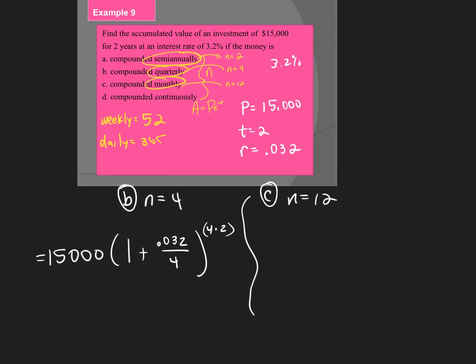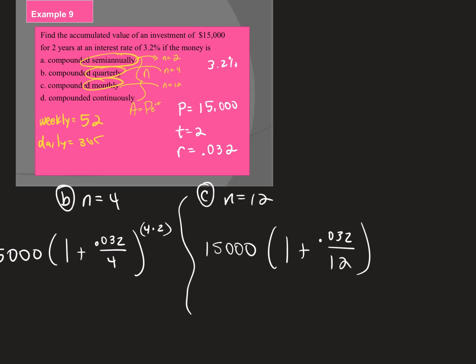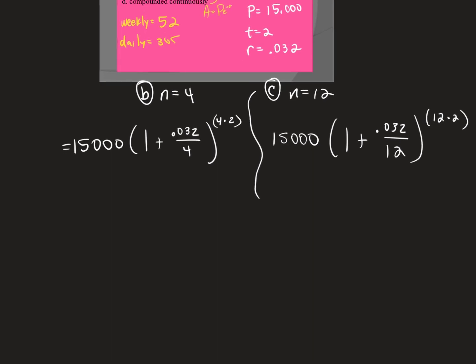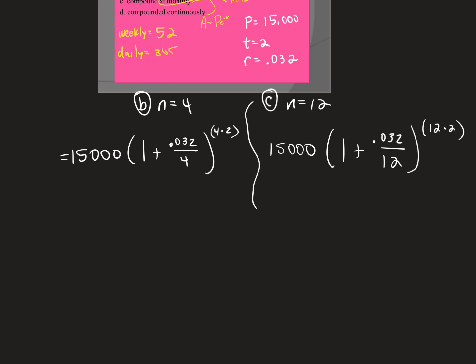So my C, question C, is going to look exactly the same. I have 15,000, 1 plus, the interest rate is still the same. But what is my N value in letter C? 12. So then my exponent becomes 12 times 2. Every time you do one of these interest problems, guys, I'll give you probably 2 or 3 with the same values to do either quarterly, daily, weekly, whatever. But your principal stays the same, the time stays the same, and the interest rate stays the same. The thing that changes is the N value, how the money is compounded.